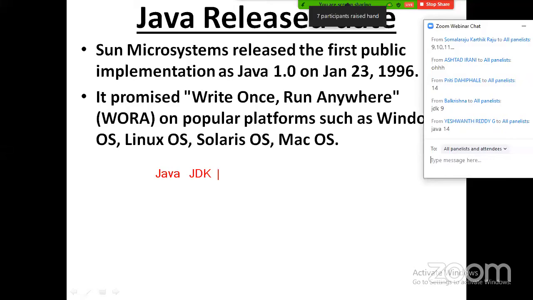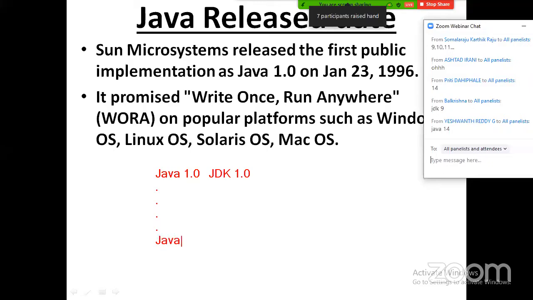Okay, then next point, try to understand now. The Java language version number is 1.0. Java version number is 1.0. JDK version number is also 1.0. Like this it happened: 1.0, 1.1, 1.2, 1.3, 1.4.